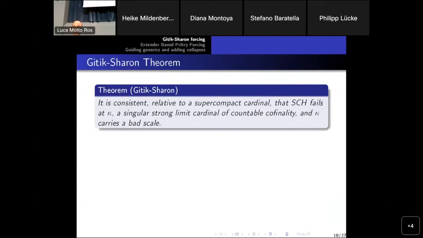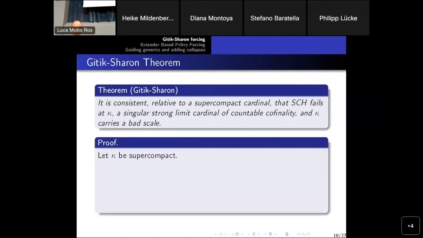Okay, so let's now derive the Dietrich-Sharon theorem. The theorem is that it is consistent, relative to a supercompact cardinal, that SCH fails at some cardinal kappa which is a singular strong limit cardinal of countable cofinality, and kappa plus carries a bad scale. So how are we going to do that? Start with a supercompact cardinal. Above it, there are no scales of length larger than the successor of the singular, and all scales are bad.